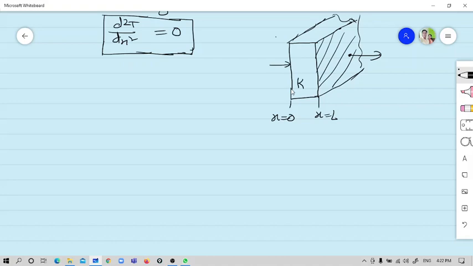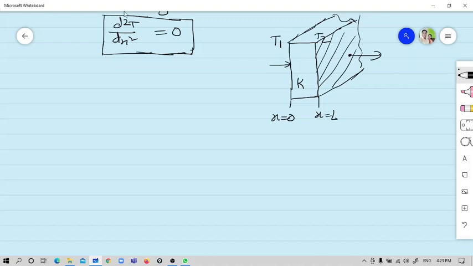Let us further assume that T1 is the temperature on the left side of the slab and T2 is the temperature on the right side of the slab. Here we have temperature T2. Now T1 and T2, we have already assumed it is steady state heat transfer. That means T1, T2 will remain constant. They will not change with time. Now how to apply this equation?